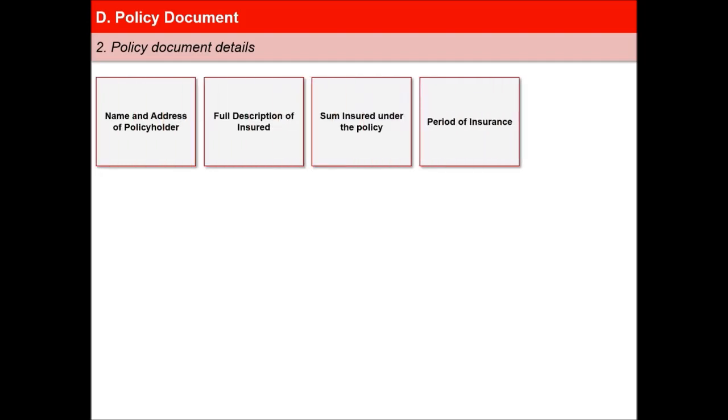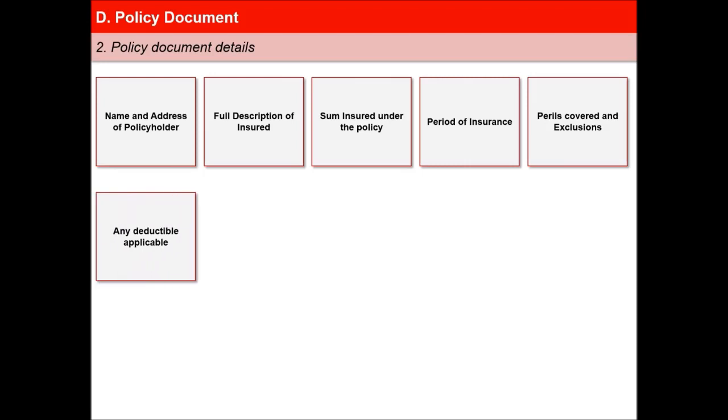IRDAI regulations for protecting policyholders' interest specified that a health insurance policy should contain the name or names, an address or addresses of the insured, and any other person having insurable interest in the subject matter. Full description of the persons or interest insured. The sum insured under the policy person and or peril wise. Period of insurance. Perils covered and exclusions. Any excess or deductible applicable.